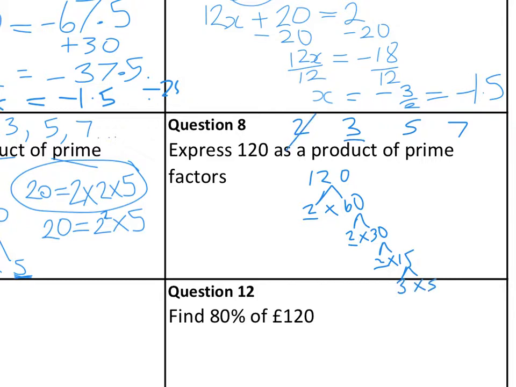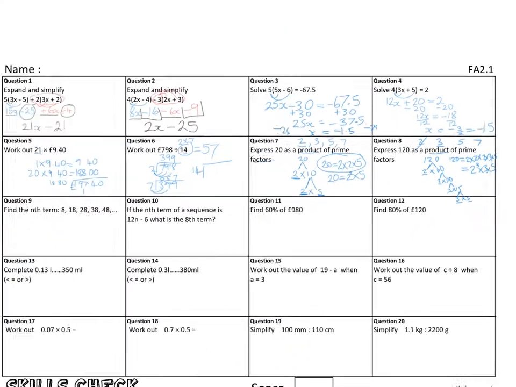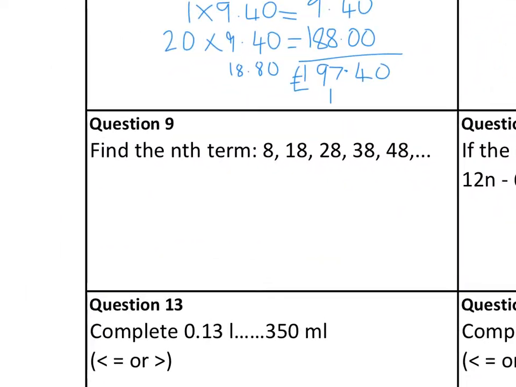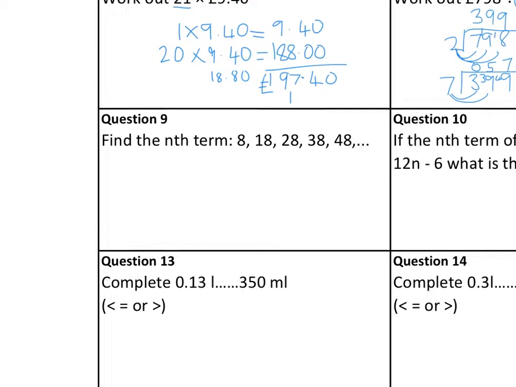3 times 5. So 120 is 2 times 2 times 2 times 3 times 5, or 2 cubed times 3 times 5. Product multiplied prime factors. Find the nth term. Okay?